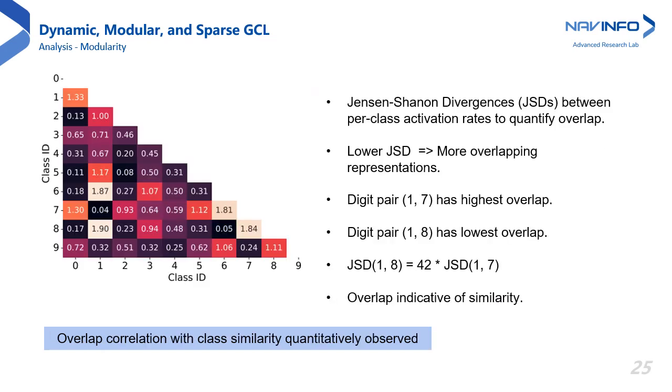To quantify the overlap of representation between classes, we calculate the Jensen-Shannon divergences between activation rates of each class pair. Digit pair 1 and 7, which as we saw earlier have highly similar activation patterns, shows the highest overlap. Digit pair 1 and 8, where the digits are highly dissimilar in shape, has the lowest overlap. The correlation between representation overlap and class similarity is quantitatively observed.